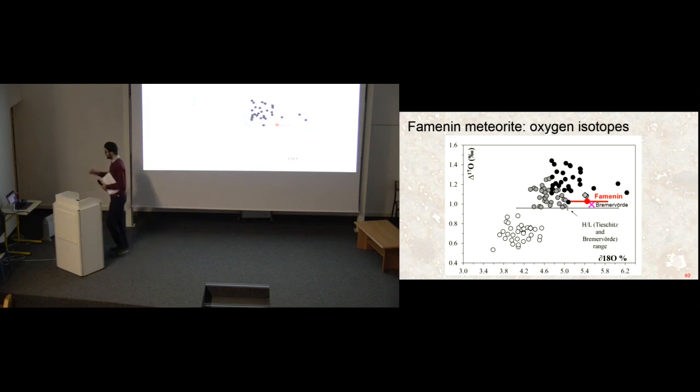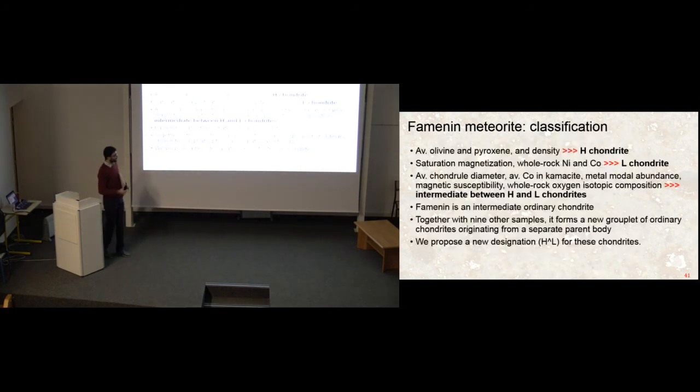Well, I showed here only oxygen isotopes just to show, but the arguments that we have: metal abundance is one of the most important things. Metal abundance really differs between H and L in these meteorites. It is one of the most important ones, and oxygen isotopic composition also shows it.